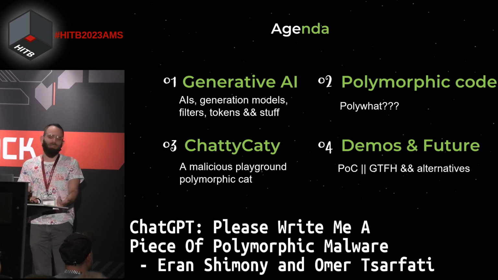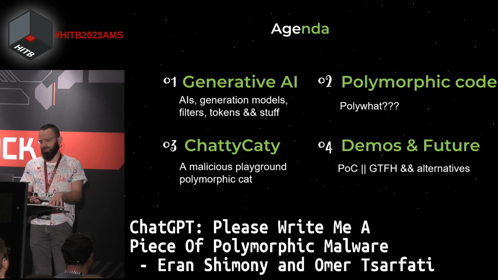Okay, so what do we have on our menu today? Agenda. We will start talking about generative AI, chatbots, and the generation models that we use to create the polymorphic malware, and also for programming. We will touch on content filters and how to bypass them easily, in a way that you can do it always, constantly. We will briefly speak about tokens and other things that affect the output the GPT models generate.